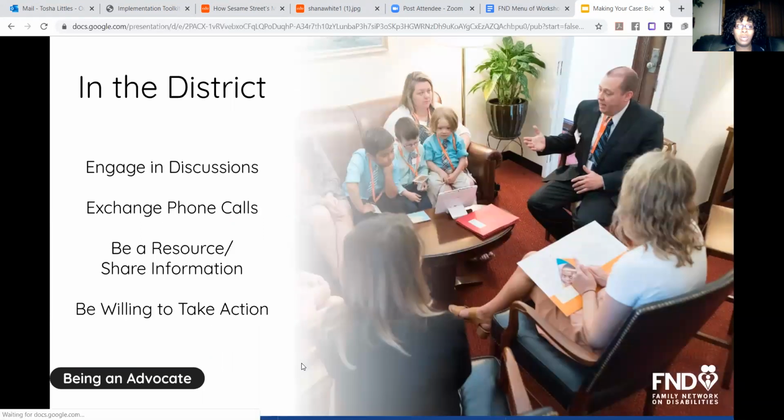So let's go into the district. When you go to Tallahassee or when you go to Washington, this will be helpful, so you just won't be another face in the crowd. So you want to make sure that you're engaging in meaningful discussion. And for that, you want to make sure that you know the pros and the cons of the issue that you have gone to support.